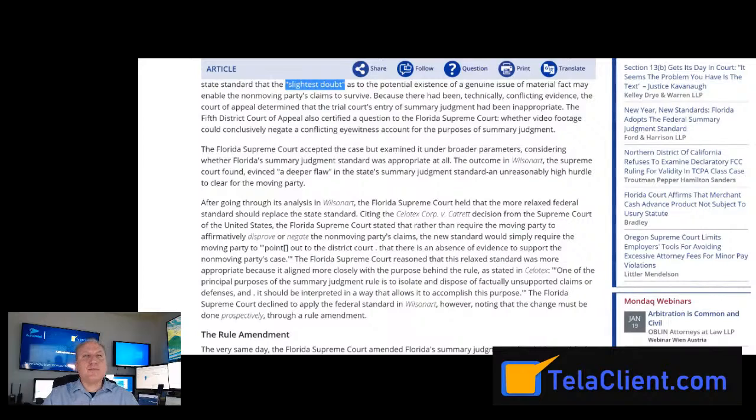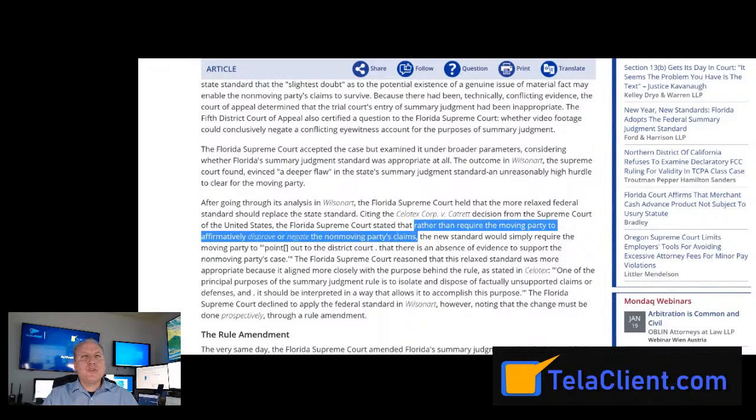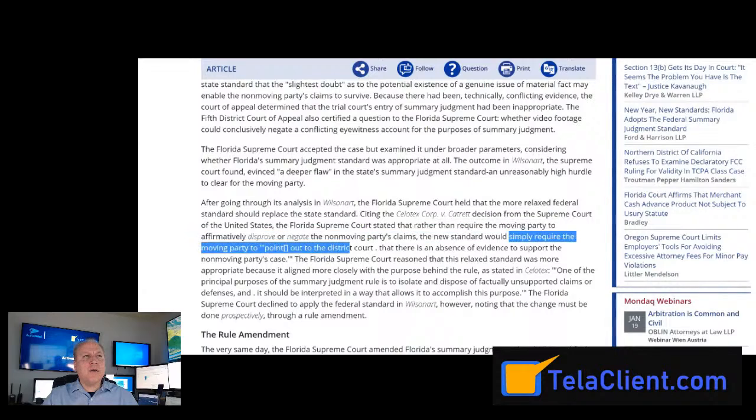But it seems that rather than require the moving party to dispute or negate any claims, the new standard would simply require the moving party to point out that there is an absence of evidence to support the other party's side. So if you have all your evidence presented and the other side has no evidence, you win. According to this, that's an oversimplification.